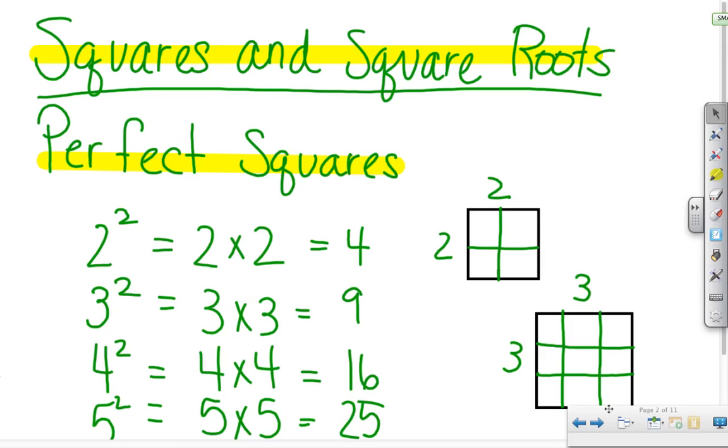Same thing works for 3 squared. Here's a perfect square, or a 3 by 3 square. 3 times 3 is 9. Same thing with 4. Whenever we put this little square exponent on it, it means we want to take 4 times 4, which is 16. 5 squared then is going to be 25.